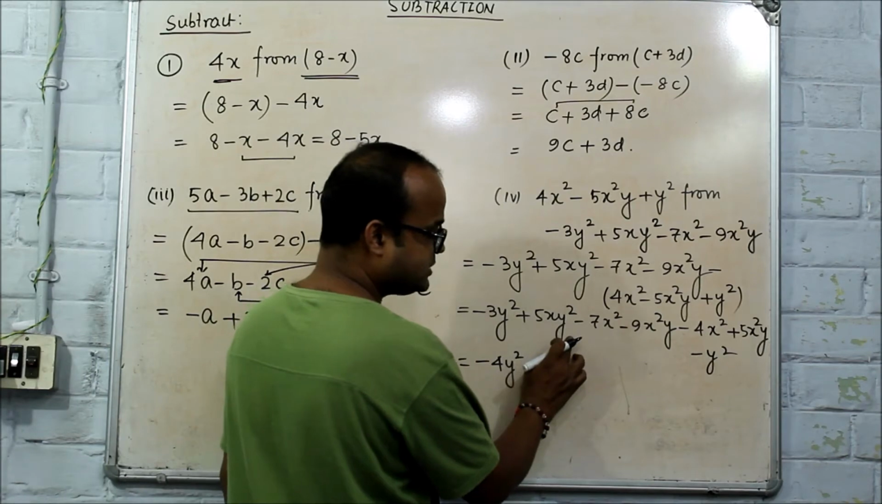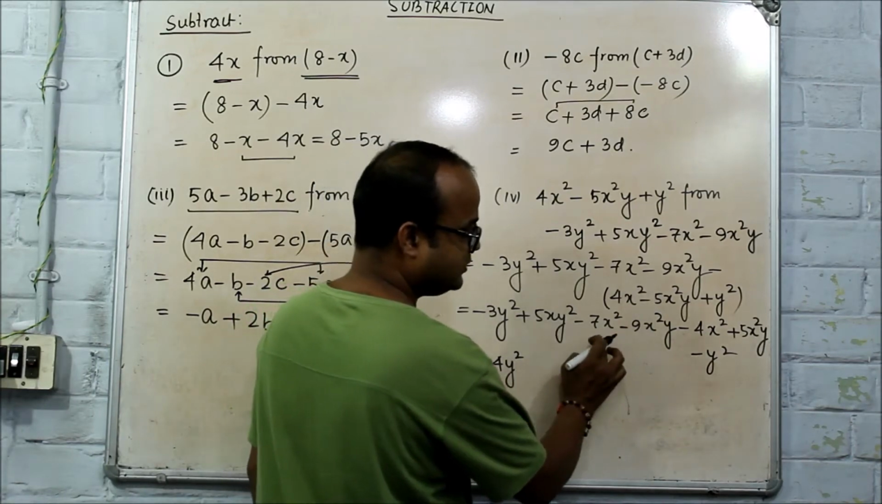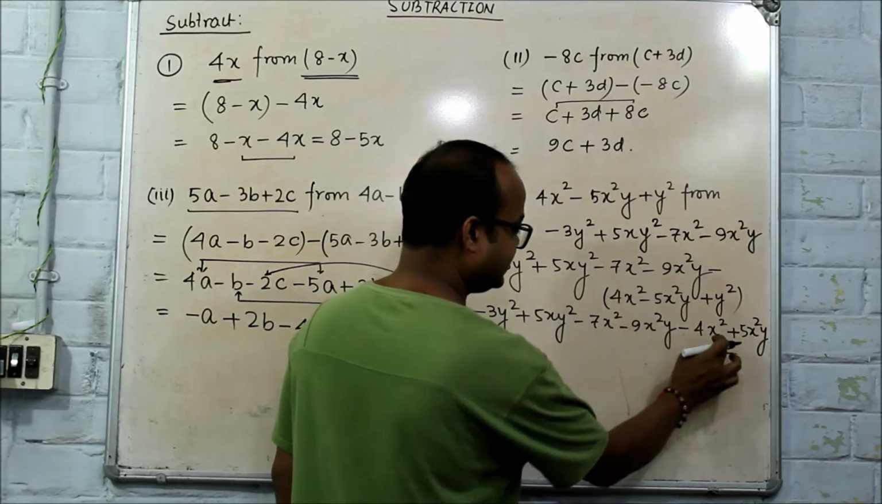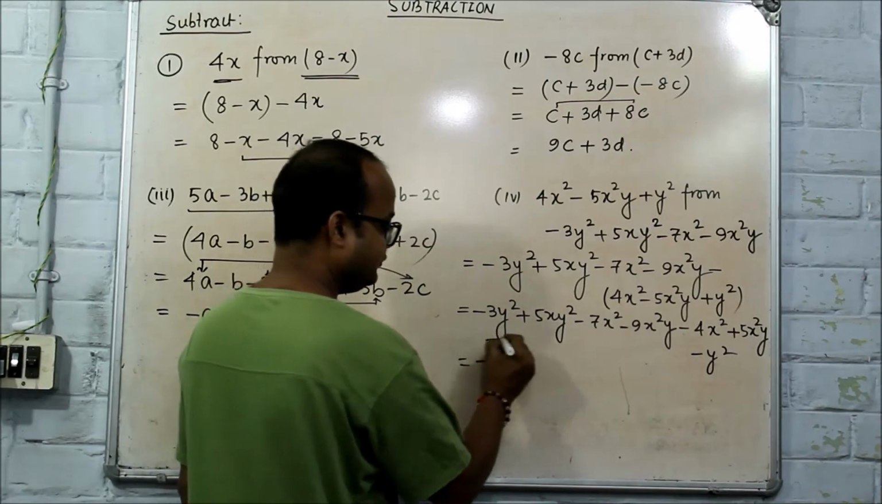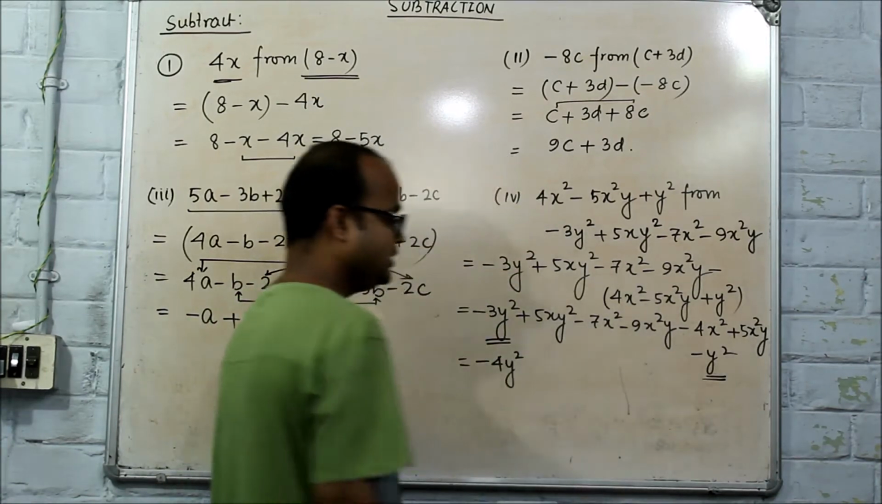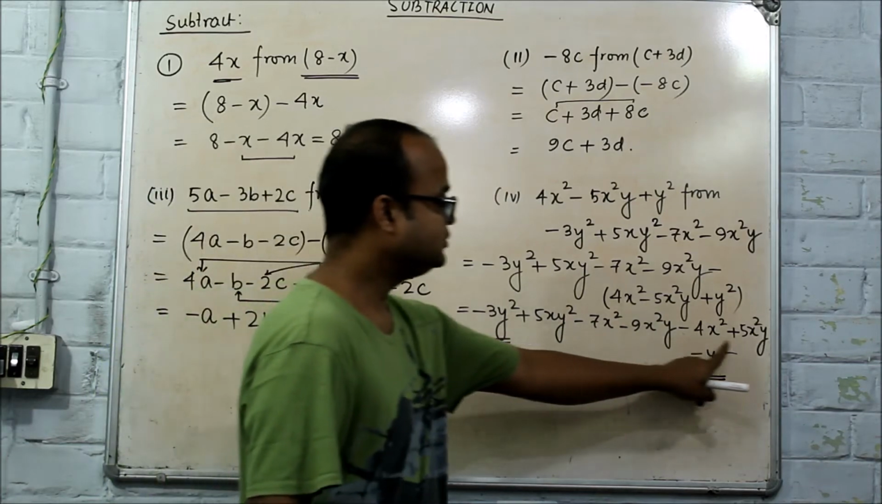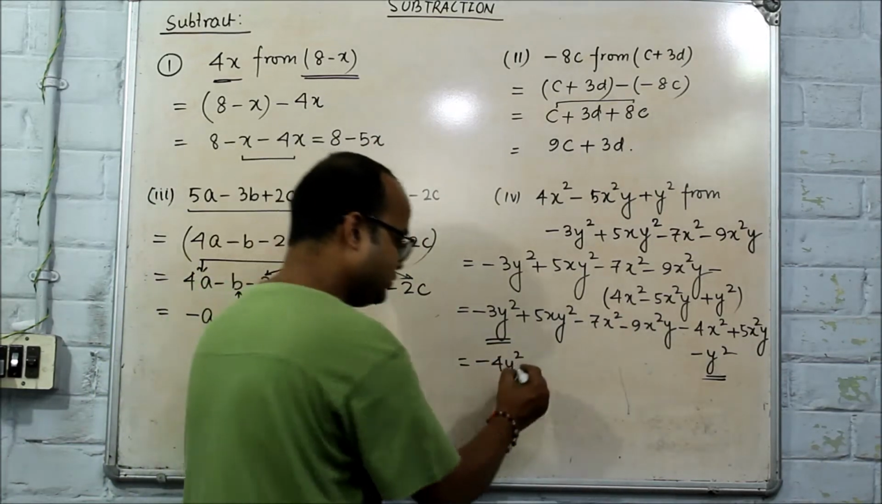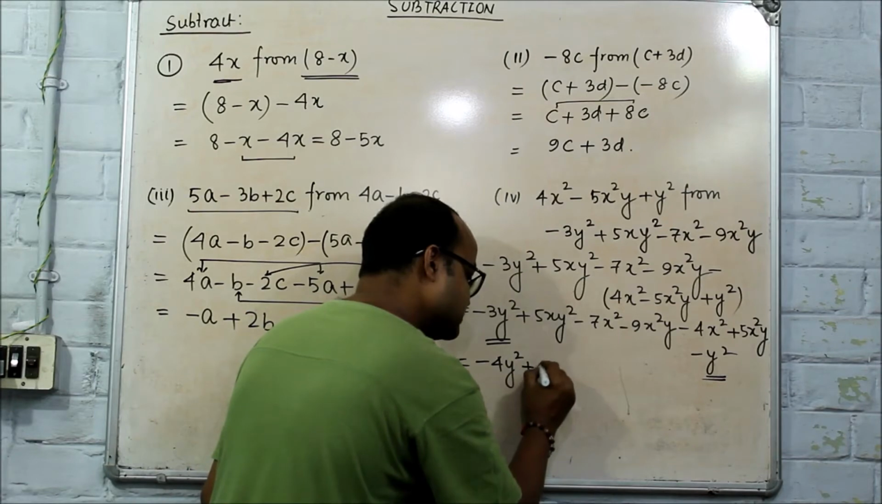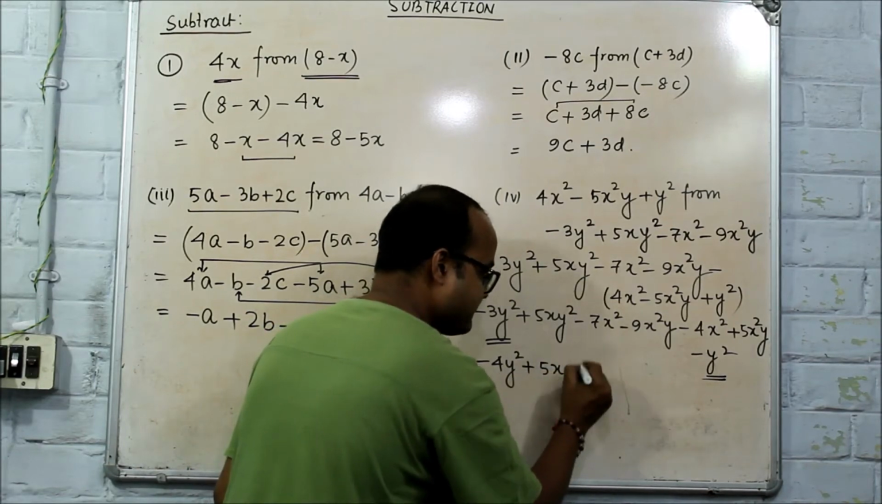Now we check whether any xy square term is there. No, we already discussed this term. Now the second term is 5xy square. No like terms are there, so we write this term as it is.